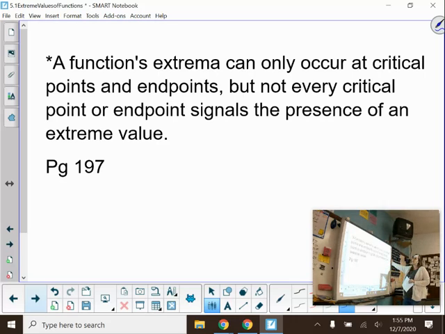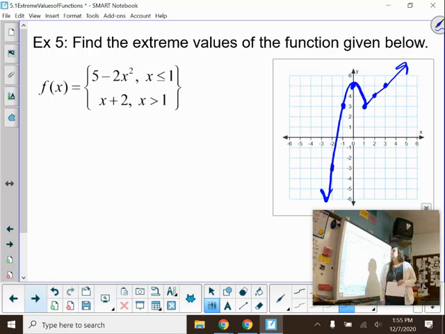So this is another important statement. A function's extrema can only occur at critical points and endpoints, but not every critical point or endpoint is going to signal the presence of some extreme value. That's why it's important to test them and make sure that there is something actually going on there. And that's covered on page 197. So there's a couple of different ways you can do this. Usually we use number lines and check something just to the right and just to the left to figure out if it is actually the highest value in a region or the lowest value, depending on if you're checking for maxes or mins. Okay, this brings us to example 5.